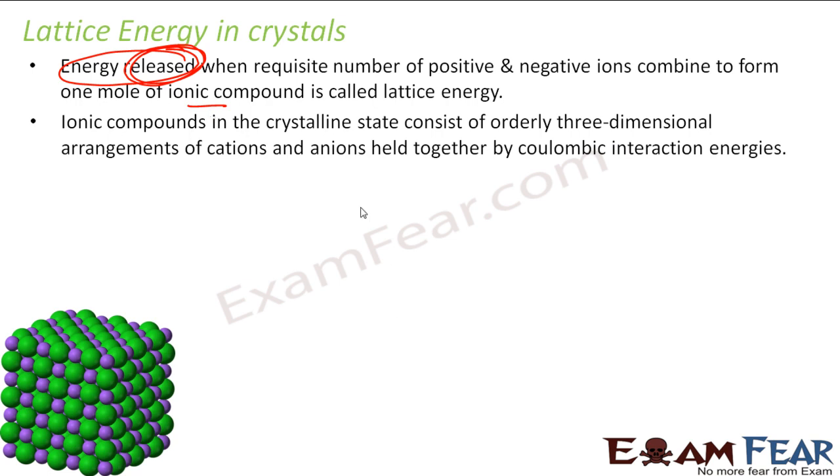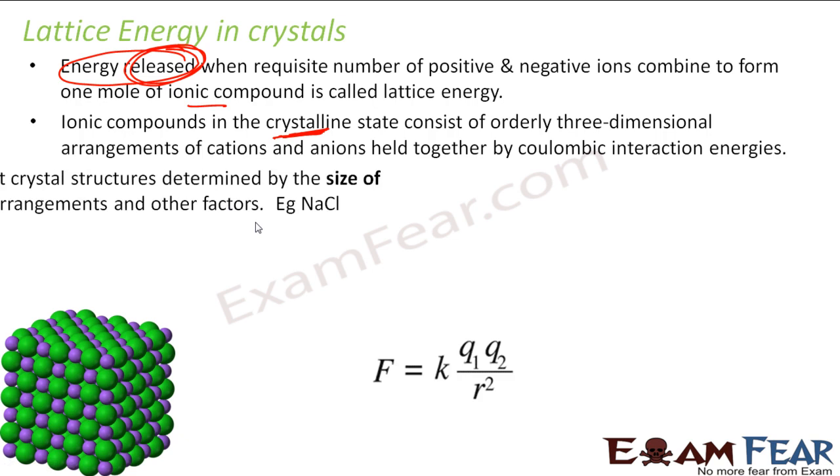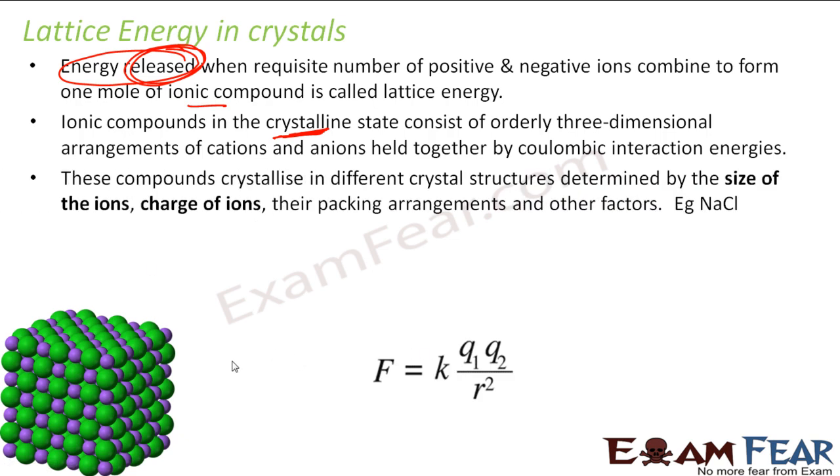And why do they release energy? Because, as I told you, the ionic compounds are generally crystalline, right? And they are a 3-dimensional arrangement of cations and anions, held by Coulombic interaction. Let's suppose Na and Cl: Na has plus and Cl has minus, so there are 2 charges. This is for Na and this is for Cl. And then the Coulombic force formula is K times Q1 Q2 by R squared, where R is the distance between the ions, right?